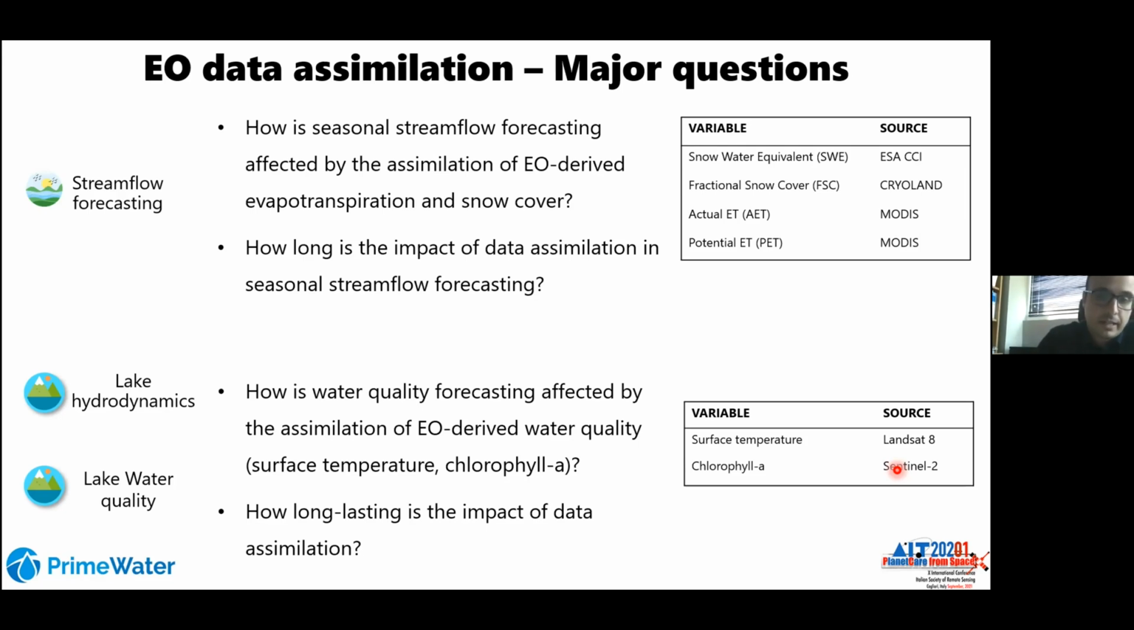So naturally, since we are speaking about different modeling components, the assimilated data are going to be, of course, diverse. And by that, I mean that, for example, for the streamflow forecasting, we are referring to evapotranspiration products or snow cover related products, whereas for the inland component of the modeling chain, we refer to chlorophyll A, surface temperature, and so on.